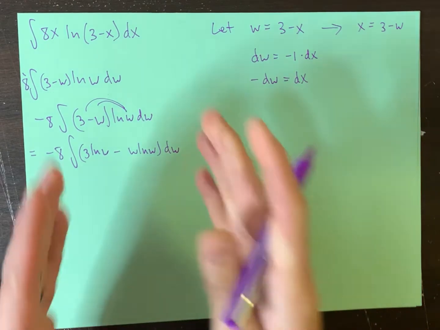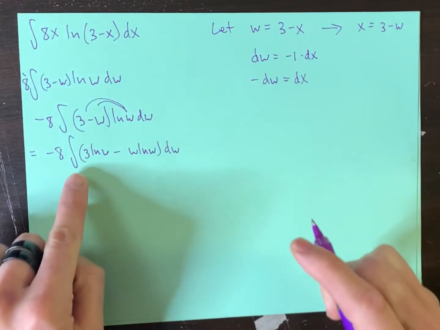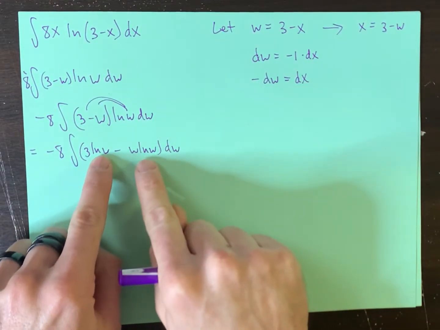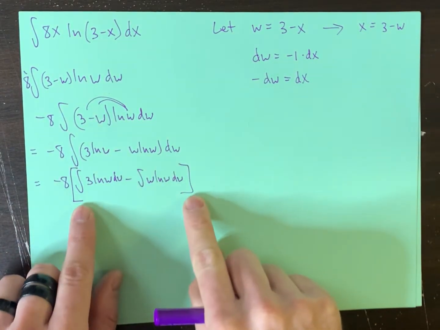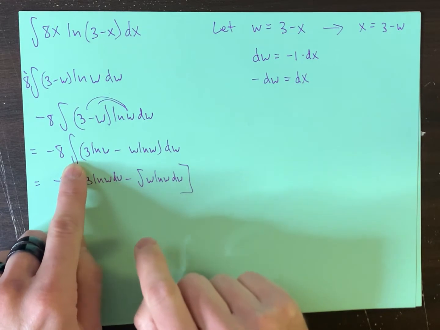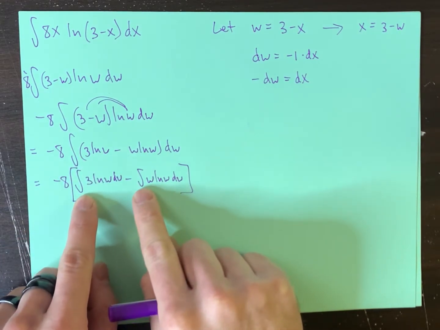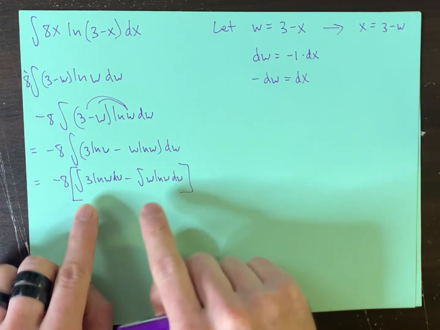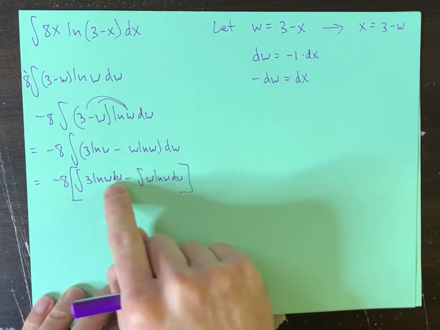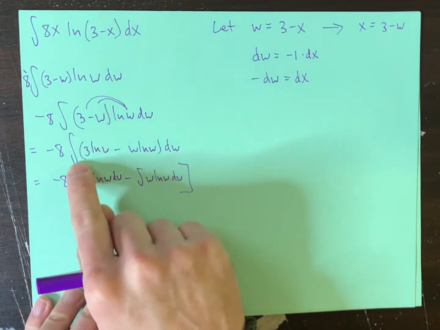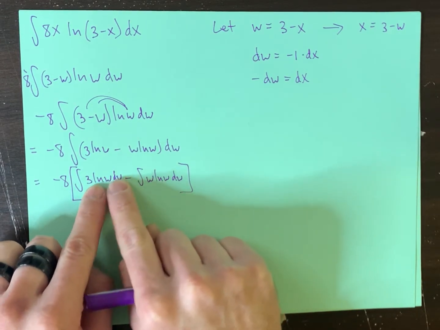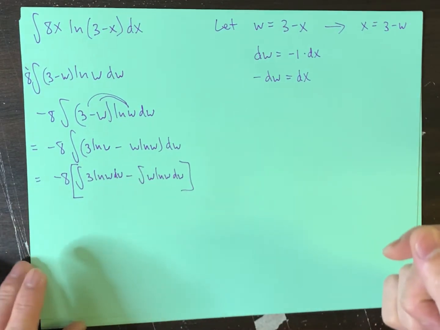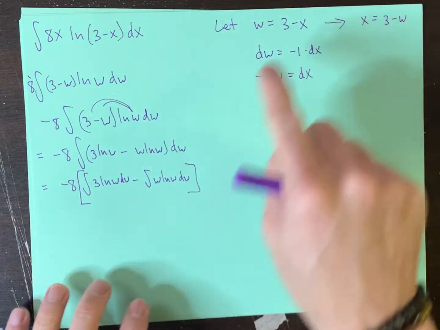And what we can do is actually separate this integral into two smaller integrals. So the negative 8 is still out there, then some brackets. That one integral broke up into two different integrals. The reason I did that is so I can focus on an integral with just one term. Instead of an integral with two terms, I'd rather have two integrals with just one piece. I think they're easier to attack that way. So our substitution is set.